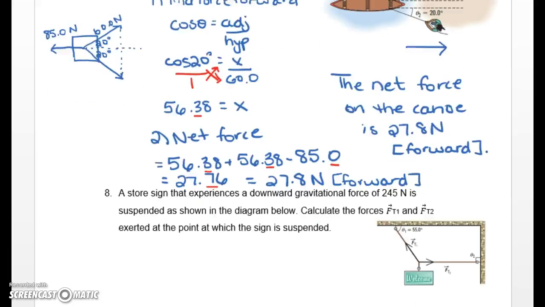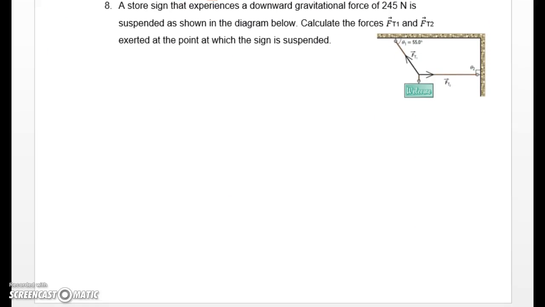Okay, moving on to example number 8. A store sign that experiences a downward gravitational force of 245 newtons is suspended as shown in the diagram below. Here we're going to calculate the forces of Ft1 and Ft2 exerted at the point at which the sign is suspended. So this question is going to be split up into 2 parts. We first need to find our Ft1, which is this portion right here, and Ft2, which is this portion right here.